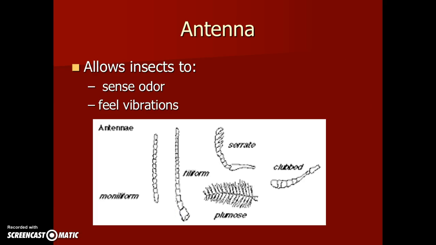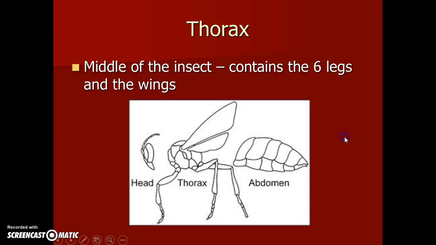Antennas allow insects to sense odor and to feel vibrations. That's their job. So they sense odor and vibrations. Many different kinds of antennas, as you can see. So depending on the insect, the antenna is going to look different.